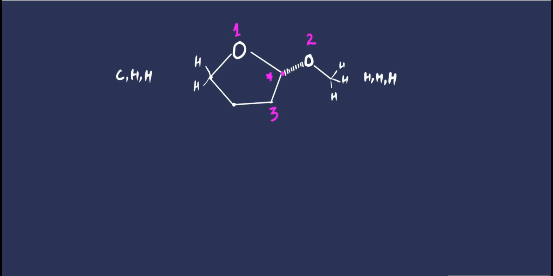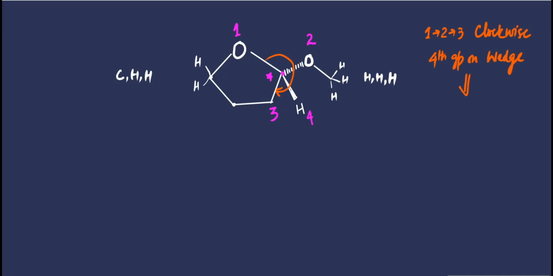Since oxygen is on dashes, hence the fourth group hydrogen must be on wedges. The arrow from 1 to 2 to 3 moves clockwise, with group 4 on wedges, hence the CIP rule is reversed. The clockwise arrow means that the absolute configuration is S.